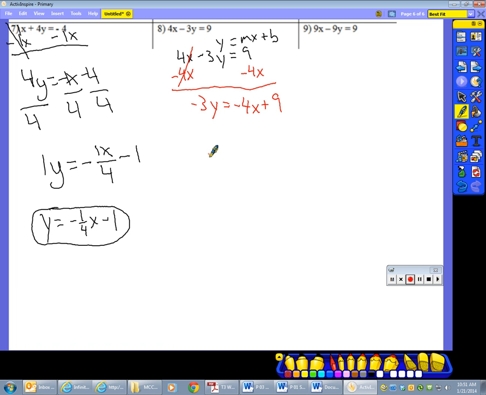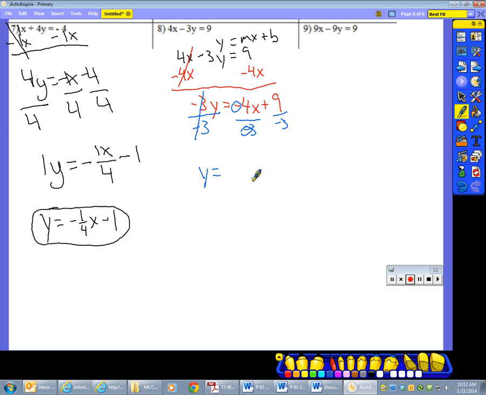And then I want the y to be all by itself, so I need to get rid of this negative 3. So you have to ask yourself, what is the negative 3 doing? Well, that negative 3 is multiplying times y. So the opposite of multiplying negative 3 is dividing by negative 3. So divide this side by negative 3, and that means I have to divide everything on this side by negative 3 as well.